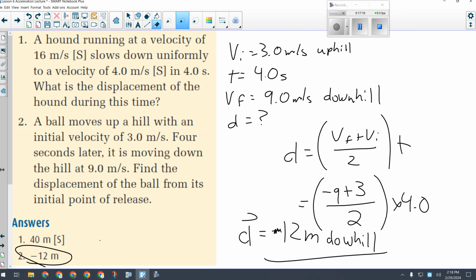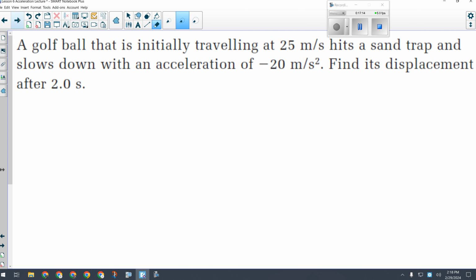So that's that formula. All right. Write this one down. This is for our next formula. So if I'm reading this one through, I've got a golf ball that's initially traveling at 25 meters per second. Now they don't give me a vector on that, but I see later on in the question they have something labeled as negative. So I have to assume that this is probably positive. Otherwise they would have outright said it was negative, right?